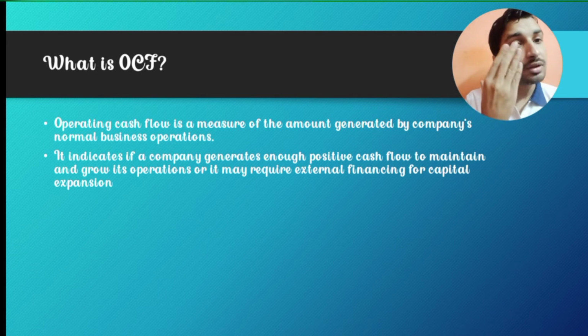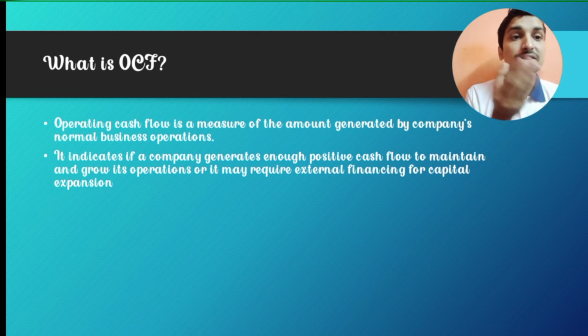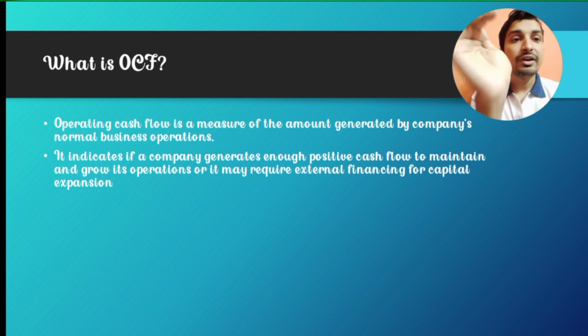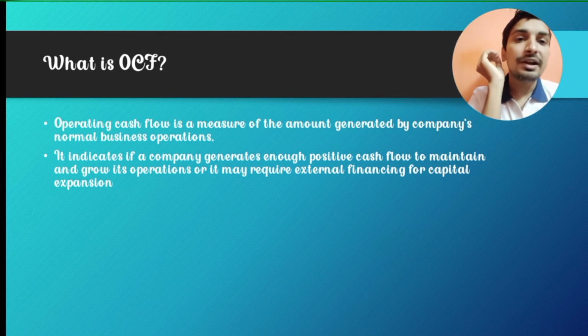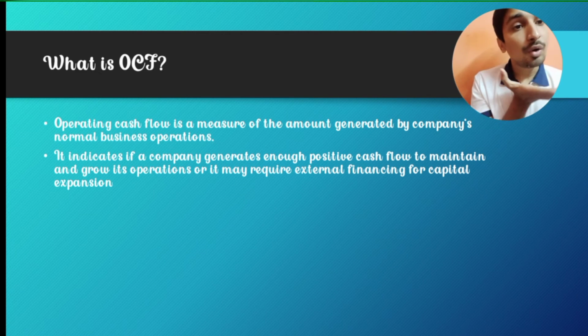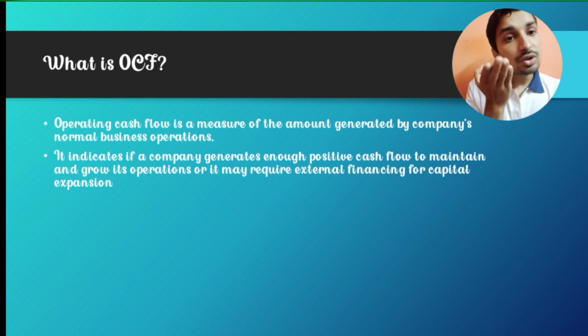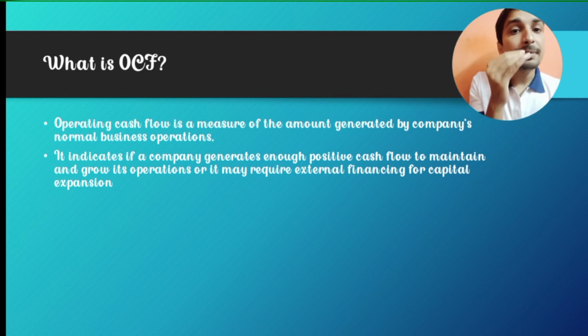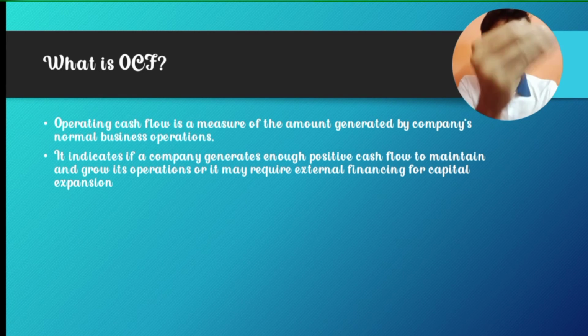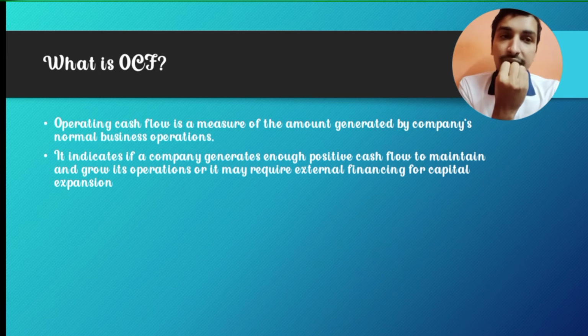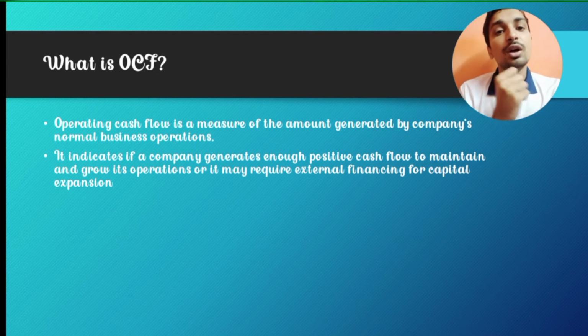Whatever the company normally does in its business operations, the amount generated by those is the operating cash flow. It is a measure of the amount. Just like earnings is the total earning, this shows the amount generated by the company's normal business operations. So whatever business operation they're doing, the amount generated only through that is called the operating cash flow.